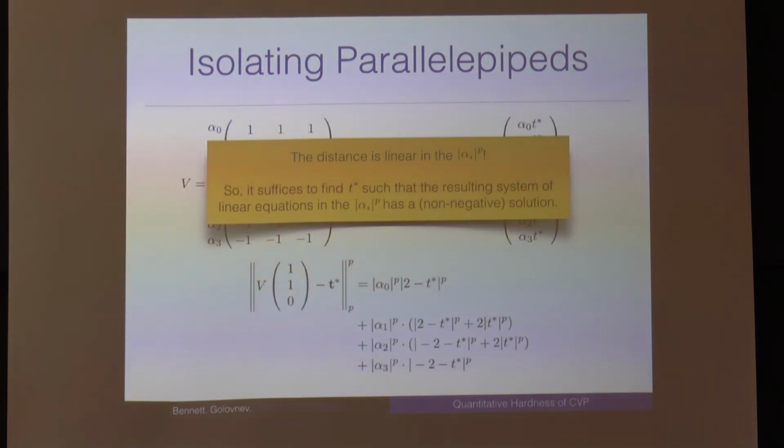Since this distance is linear in alpha i to the p, we have this variable t star, and then we have this linear system that depends on t star. So it suffices to find a t star such that the resulting system of linear equations has a solution, with one caveat: it has to be non-negative because these are absolute values, so it wouldn't make sense to find a negative solution.